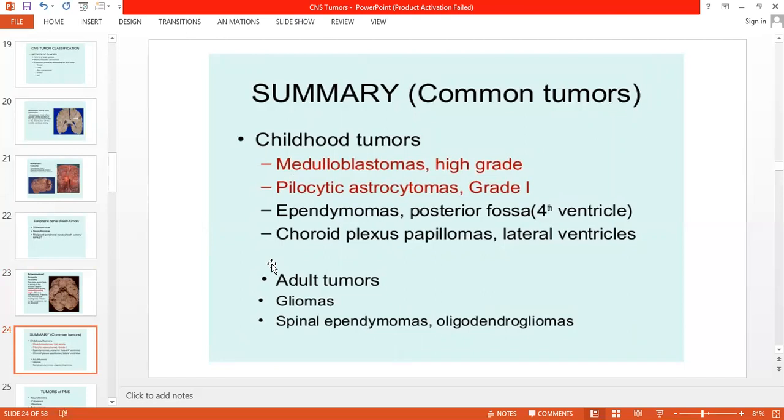In summary, how will you classify the childhood tumors? We can classify them as medulloblastoma, the high-grade one, pilocytic astrocytomas, the low-grade ones, ependymomas in the posterior fossa, and choroid plexus papillomas located in the lateral ventricle. Adult tumors are gliomas, spinal ependymomas, oligodendrogliomas.